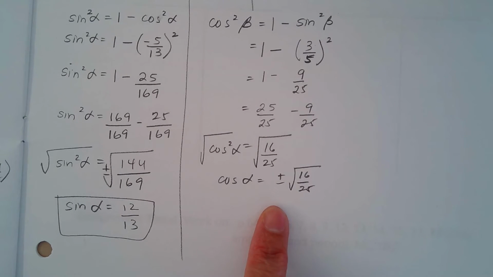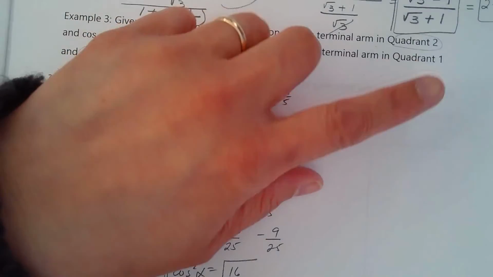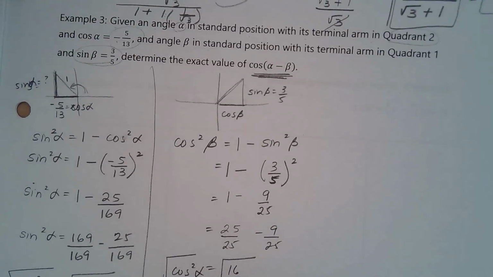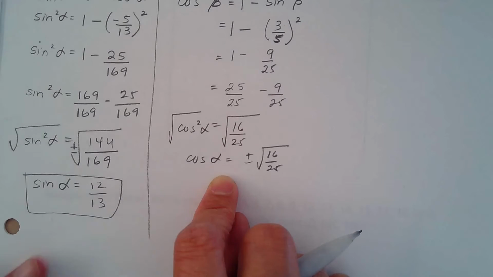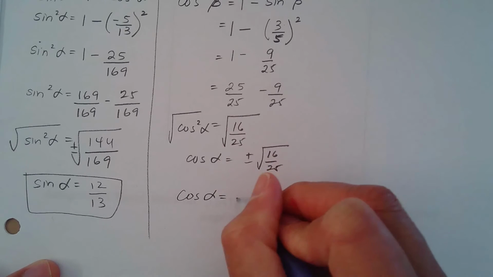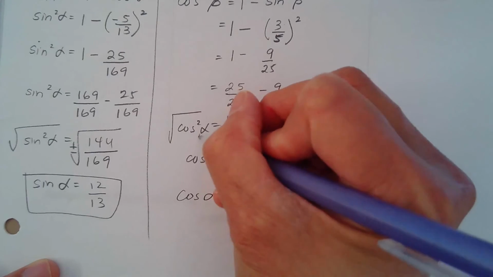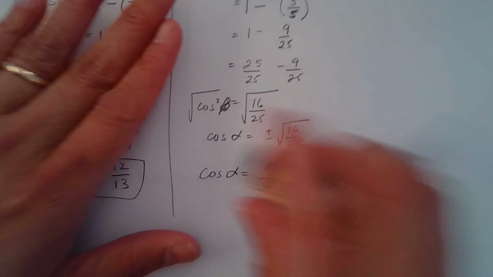Now I have to go back in here and analyze something. I could possibly have two solutions for cosine, but then they gave us a little clue here that it has to be in quadrant 1. So which one should I take, positive or negative? The positive. So cos of beta is going to be positive 4 over 5. Oh, beta. Yeah, beta. Thank you.